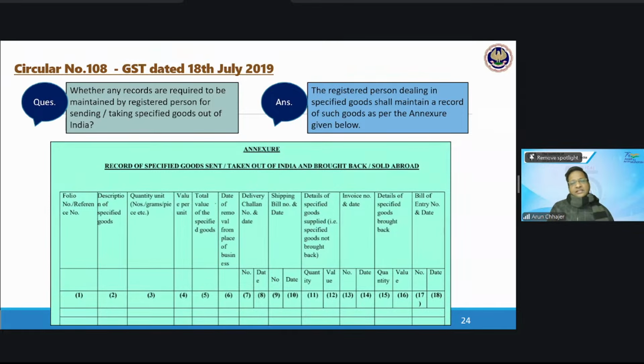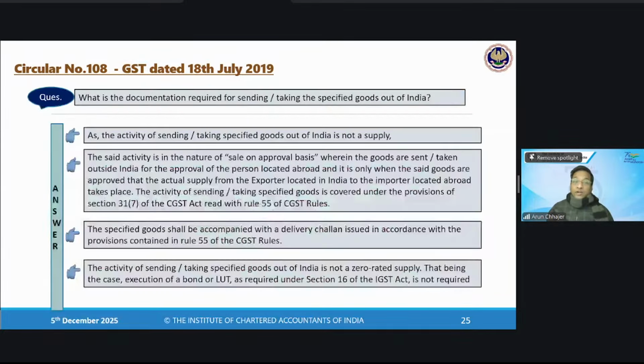So in this they will need to record the documentation for sending the goods, as the activity is not a supply, so therefore it will be classified as sales on approval, wherein the goods are sent or taken out of India for the approval of the person located abroad, and it is only when the said goods are approved then the actual supply takes place.